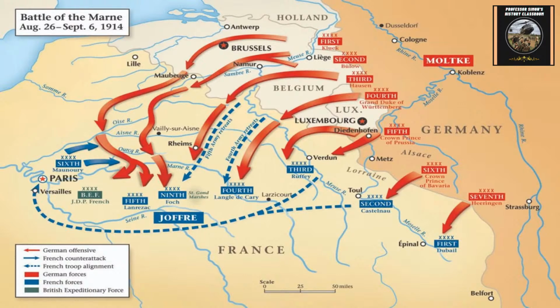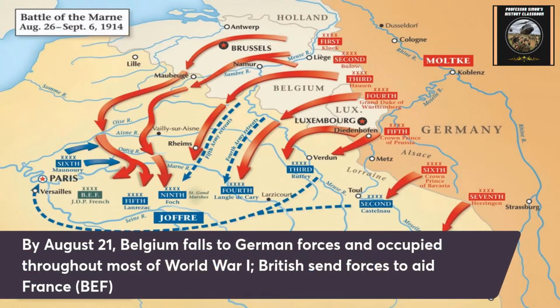The British send forces into northern France. Belgium, they think, fell first. Belgium falls on August 21st. They didn't really put up much of a fight. The Belgians didn't really have much of a military compared to the Germans. They're occupied throughout most of the war. And then the British send forces under the British Expeditionary Force, so they fight alongside the French forces at that point.